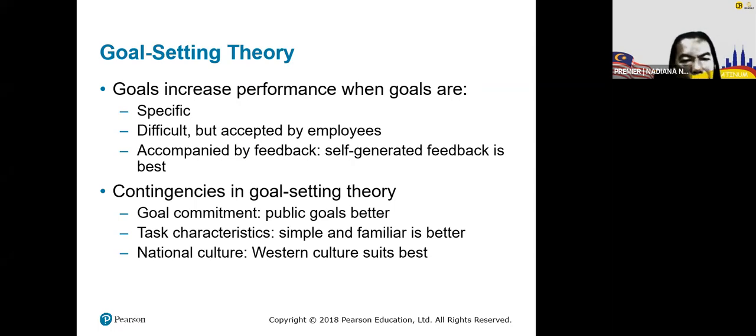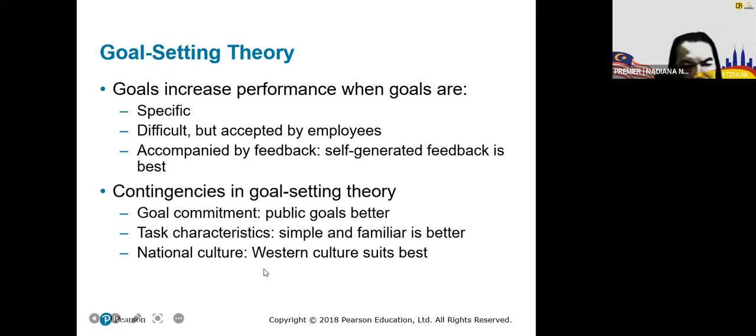There are contingencies there. Number one, goal commitment. Public goal is better, right? Rather than individual goal. Then task characteristic, simple and familiar is better. The contingency is that the task is simple and familiar. Then you don't do the unfamiliar.